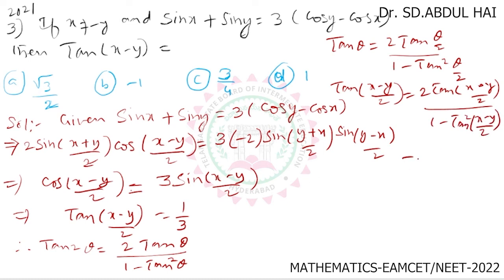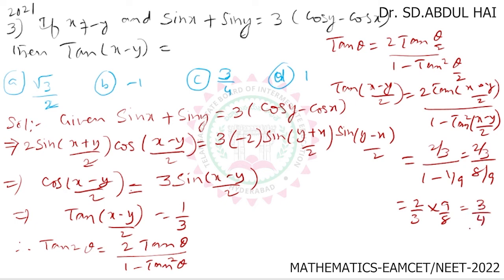Isn't it? Now, what is tan (x minus y) by 2? 1 by 3. So this is nothing but 2 by 3 divided by, what is 1 minus tan square (x minus y) by 2? 1 by 3, on squaring this becomes 1 by 9. So if I simplify this, 2 by 3 divided by, 9 minus 1 is 8 by 9. So which gives me 2 by 3 into 9 by 8. So this is nothing but 3 by 4. Therefore, my third option is the correct option.